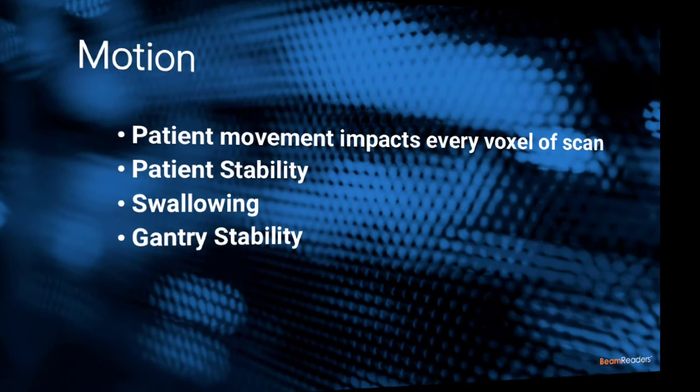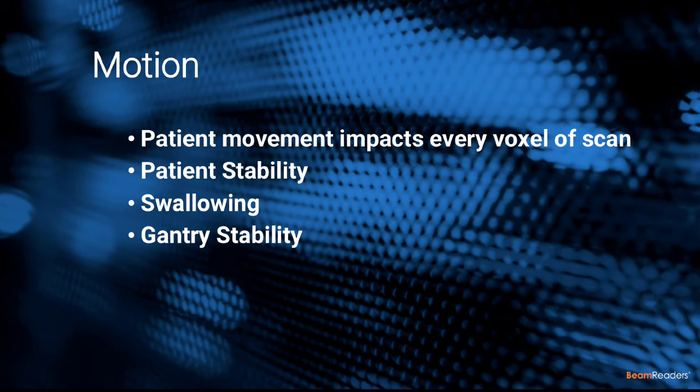When we talk about cone beam computed tomography, we have to realize that it's a little bit different than conventional computed tomography. In conventional computed tomography, if your patient moves, it just messes up that particular slice in your scan. With cone beam CT, when the patient moves, it impacts every voxel in the scan. So patient stability is extremely important that we have to deal with.